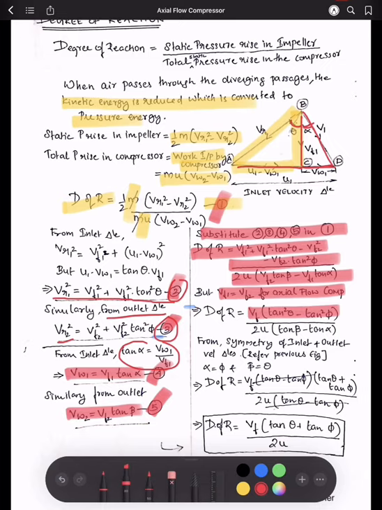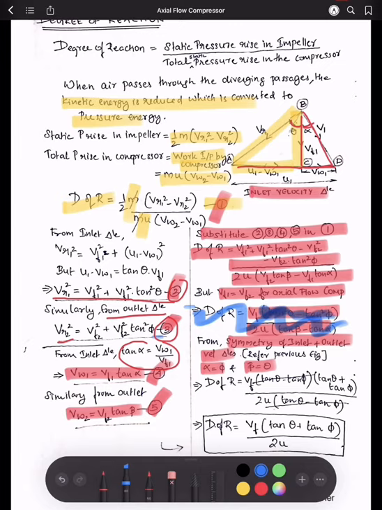So the final equation becomes VF into (tan square theta minus tan square phi) divided by 2U (tan beta minus tan phi). If you closely look at the inlet and outlet triangles, in this page I have drawn only the inlet velocity triangle. In the previous pages I have drawn both the triangles. Refer to that, you can see the symmetry of inlet and outlet velocity triangles, which will give you that alpha is equal to phi and beta is equal to theta. So I'll again modify this equation, and you'll substitute phi for alpha and theta for beta.